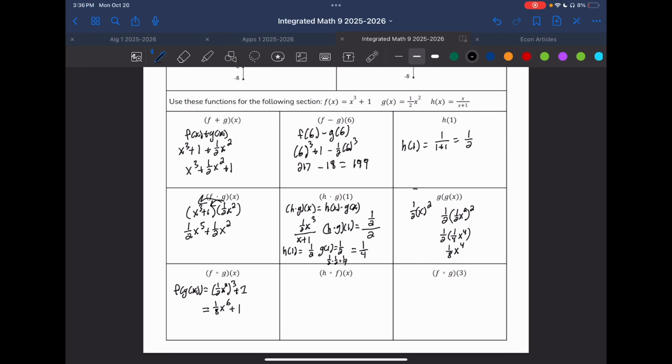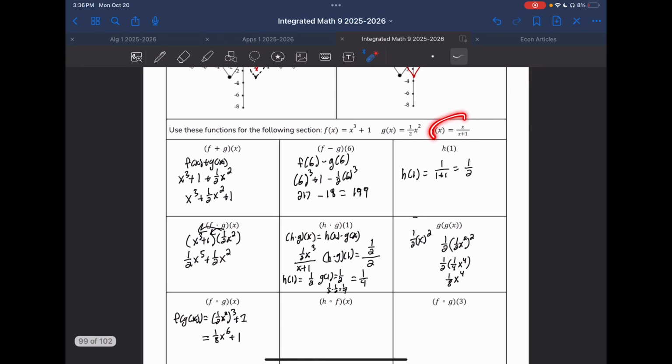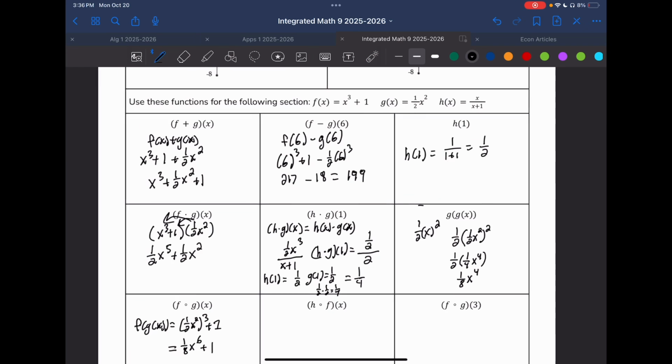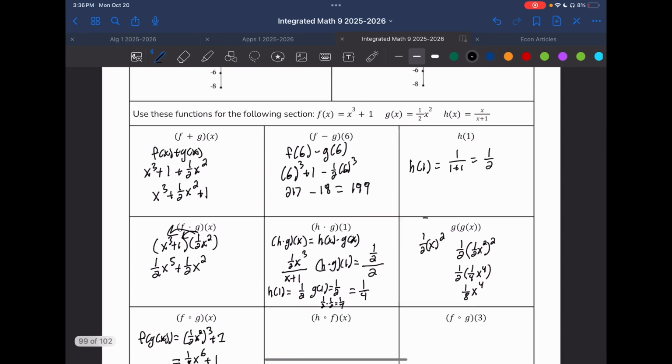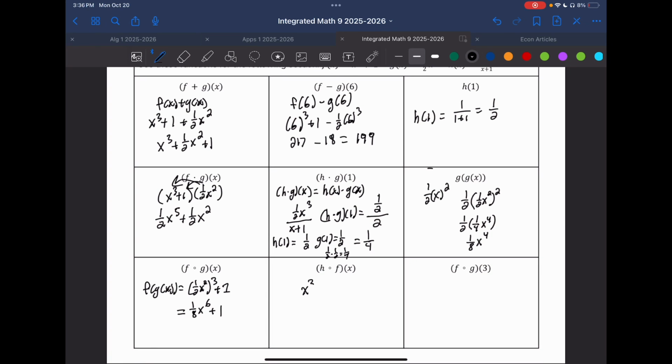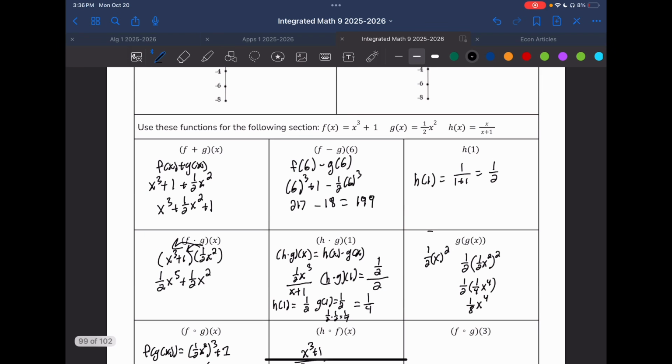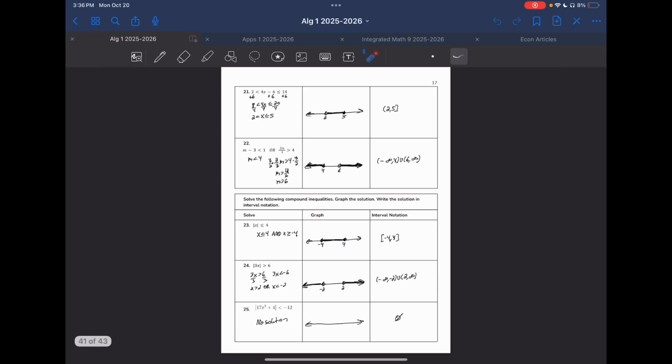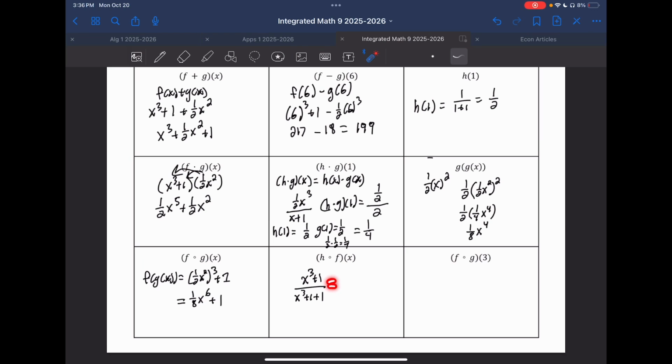All right, and then we have h of f of x. So now our h of x is there, f of x is there. So that's going to look like x cubed plus 1 over x cubed plus 1 plus 1, right? 1 plus 1 from f of x itself, and then 1 plus 1 that's inside of h of x, meaning that this can simplify to x cubed plus 1 over x cubed plus 2. And we can't simplify it any further than that. That's as far as it goes here.